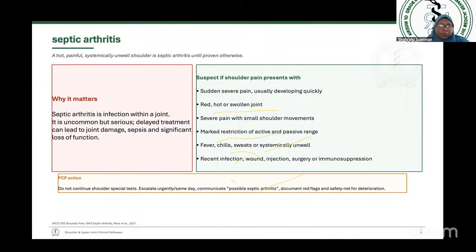Again, do not continue shoulder special tests. Don't do any provocative tests because that will obviously make things worse for the patient. And then as an FCP, you need to escalate urgently, the same day. You communicate possible septic arthritis, you document the red flag, and you also still safety net the patient.